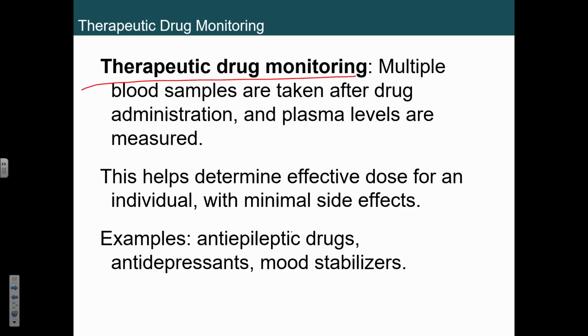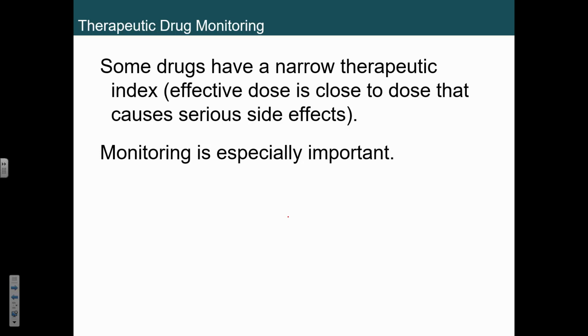We're not going to worry about therapeutic drug monitoring. It's pretty easy. You just keep taking blood samples and see how much drug's in the blood. That's really great because over time you can say, well, we need to give more or less drug to maintain that therapeutic treatment level.